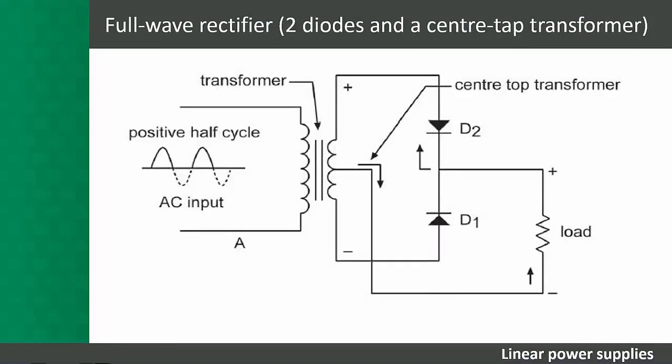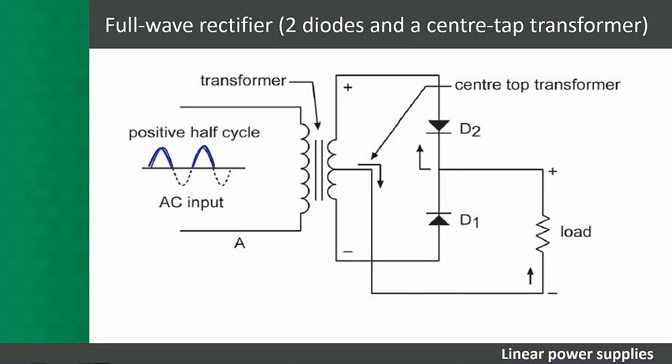Now let's have a look at a full-wave rectifier circuit. A full-wave rectifier circuit is one that rectifies both the positive and negative cycles of the input alternating quantity. In this particular example, 2 diodes and a center tap transformer are used. You can see on the circuit diagram that the input waveform is a sine wave, which represents an alternating quantity.